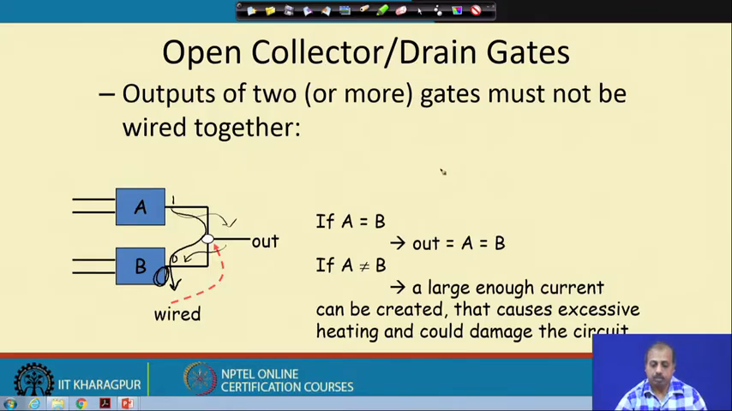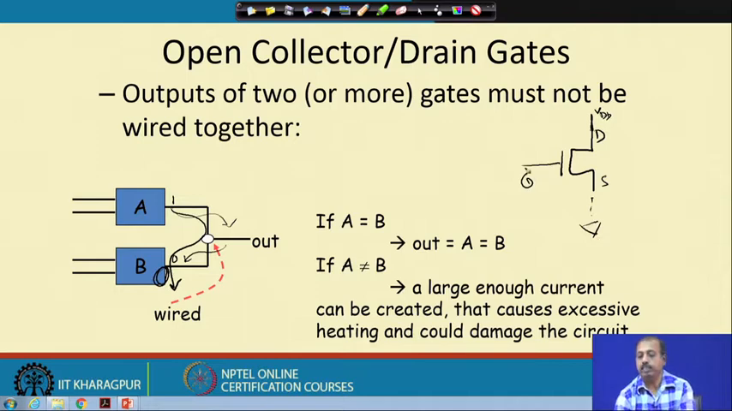So, what is the way out? Open collector is a solution to this problem. In the CMOS family, it is called an open drain connection. You know that in CMOS there are three terminals: one is called drain, another is called source, and another is called gate. Normally the drain is connected to the VDD side, the source is ultimately connected to the ground, and G is getting the input.